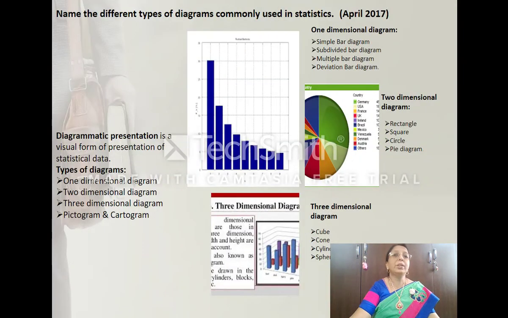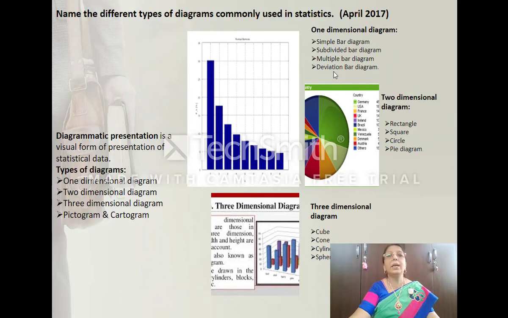Now going on to the different types of diagrams, we have one-dimensional diagrams, two-dimensional diagrams, three-dimensional diagrams, pictograms and cartograms. When it comes to one-dimensional diagrams, only one dimension is considered. So there we have a simple bar diagram, a subdivided bar diagram, multiple bar diagram, deviation bar diagram.